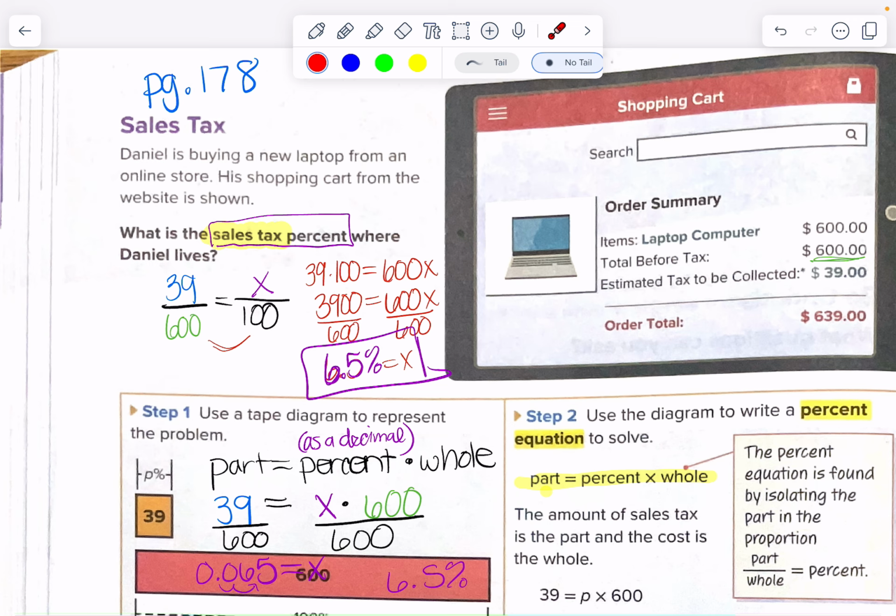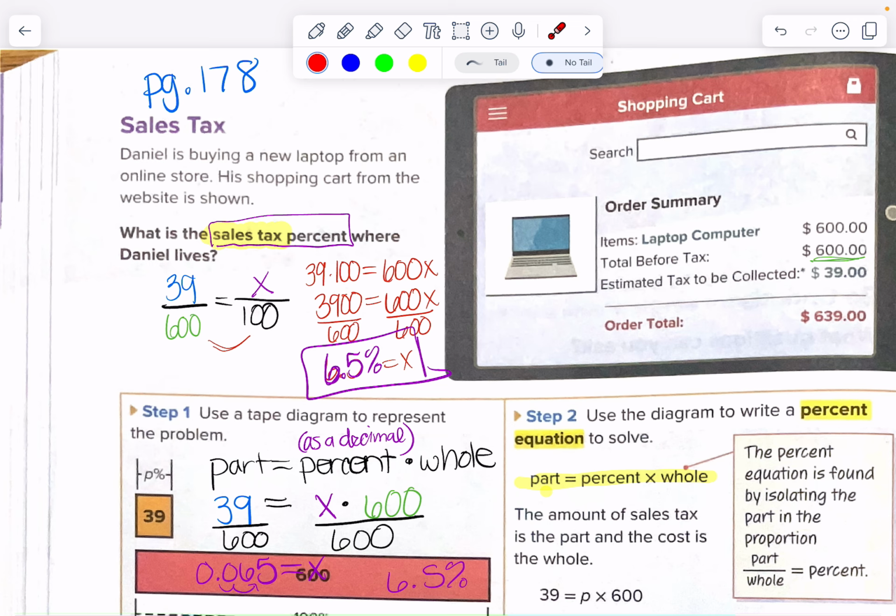So we're going to look at this problem. This is on page 178 in your workbook. We have a word problem. The first step to a word problem is to read it. So it says, Daniel's buying a new laptop from an online store. His shopping cart from the website is shown. What is the sales tax percent where Daniel lives?